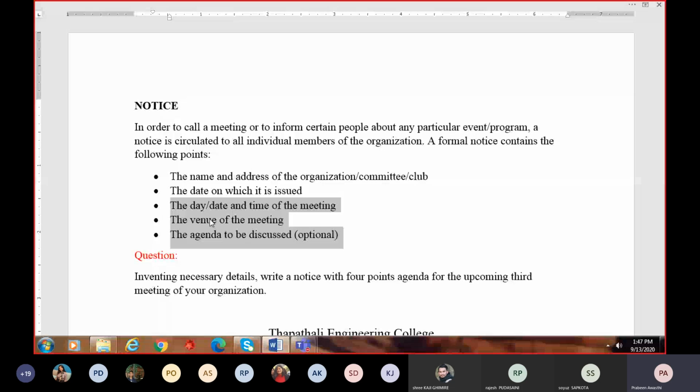So let's start with some practical examples. Here is the question, this was a board exam question. Inventing necessary details.